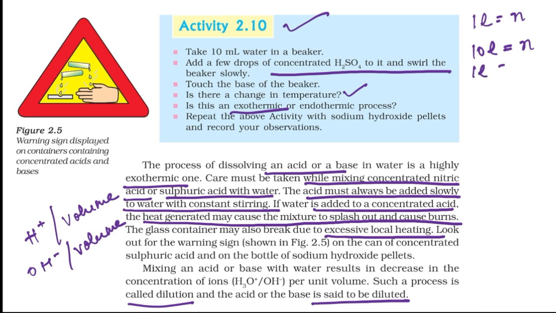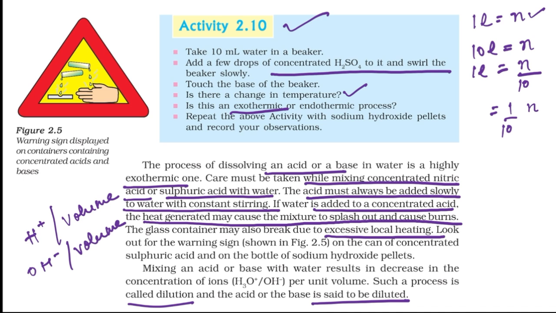So in 1 liter, how many H+ ions will be present? N by 10, that is 1 by 10 of N. So you can see that the number of ions per unit volume has decreased. Initially, N number of H+ ions was present in 1 liter. Once the acid is diluted and the volume is increased to 10 liters, the number of H+ ions present in 1 liter is 1 by 10 of N. So the number of H+ ions per unit volume decreases when the acid is diluted.